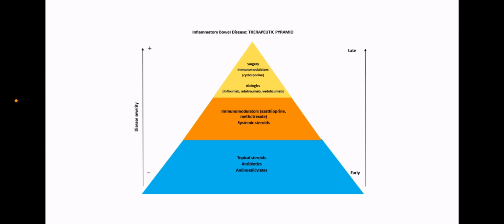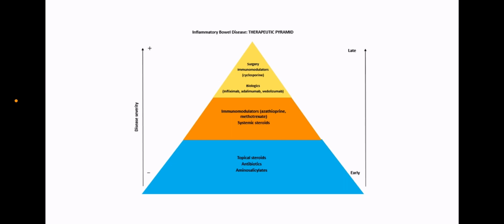After that, if not controlled, the next step is biologic drugs like infliximab, rituximab, those kinds of drugs. After that, cyclosporine, and the final therapeutic treatment for this condition is surgery, which is removal of the part that is involved in the disease.